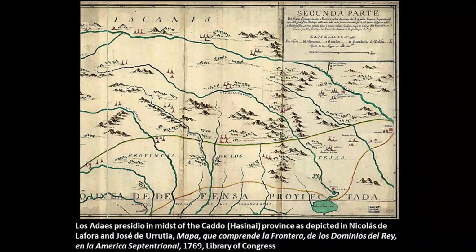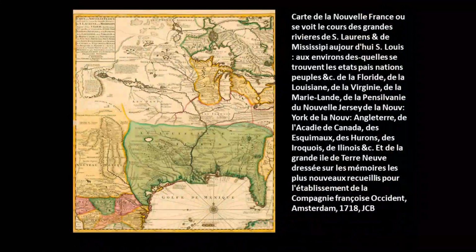But what I also want to point out to you is the title on this map, because this says that that is the Provincia de los Tejas. And what it's telling you is, they're not telling you that this is the state of Texas. This is telling you that this is the province of the Tejas Nation, the Tejas Indians. So in point of fact, the Spanish are recognizing that they, in fact, only have an embassy.